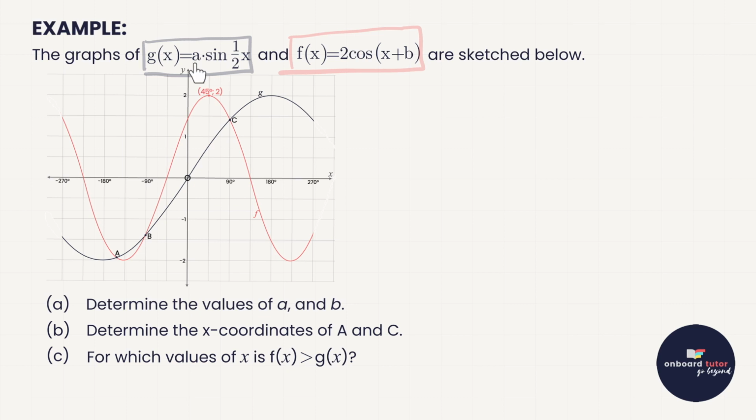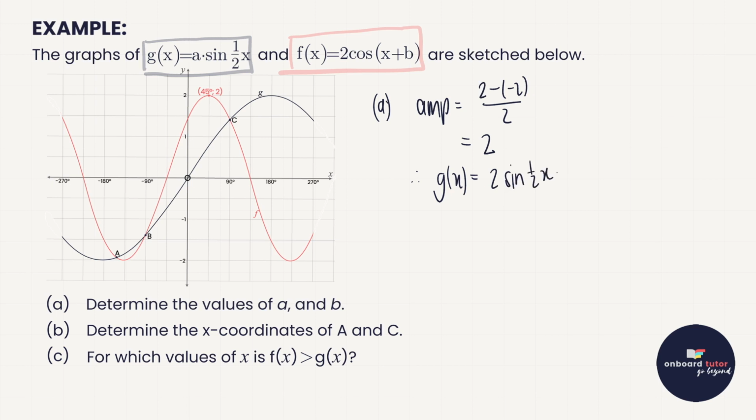So the first one says a sine a half x. So here's our sine function, and a is going to affect the amplitude. A sine function normally goes up to 1, at 90 and 1. In this case, it's got a maximum of 2 and a minimum of minus 2. So the amplitude has definitely changed there. So I'm going to say amplitude is equal to maximum minus minimum divided by 2, and that's going to give me an answer of 2. And so I can even then say, therefore, g of x is equal to 2 sine a half x.